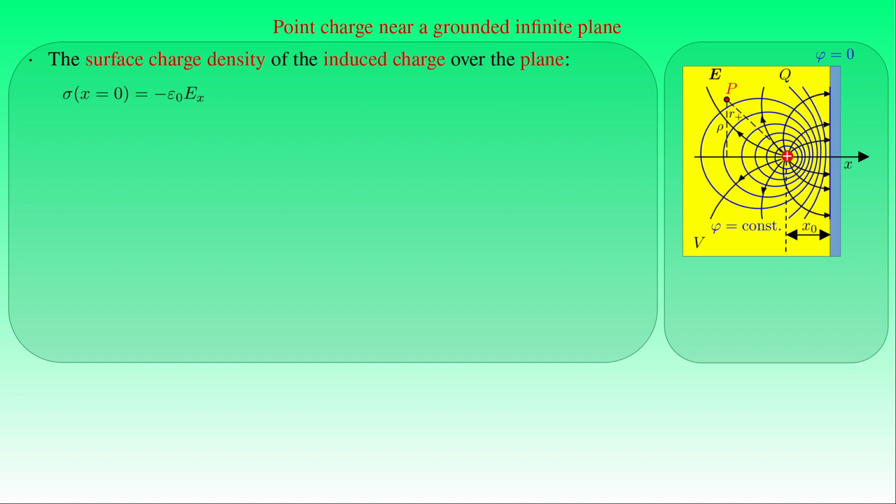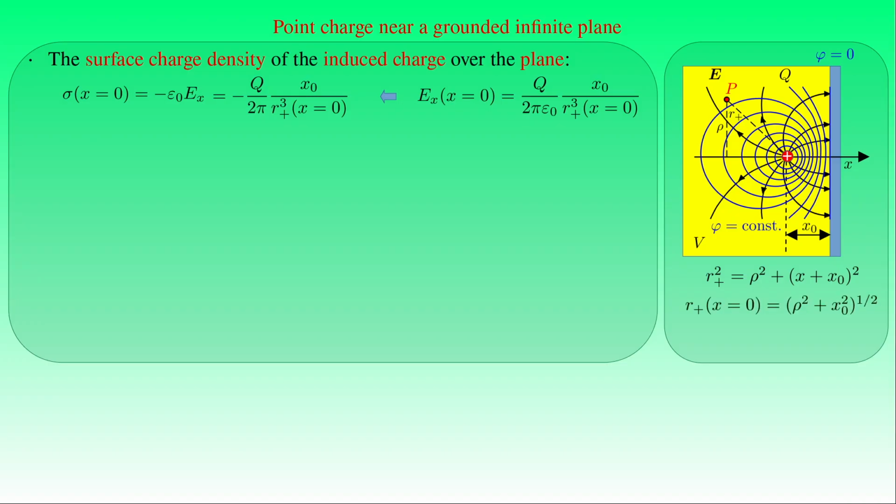If we determine the electric field E over the grounded plane, that is, for the vanishing x-coordinate, then its component pointing in the direction of the x-axis can be written as q over 2 pi times epsilon naught, times x naught over R sub plus cubed at x equals 0. By substituting this expression into the equation, we can evaluate R sub plus at x equals 0 in the denominator of the fraction. Since R sub plus squared is equal to rho squared plus the square of the sum of x and x naught, R sub plus at x equals 0 reduces to the square root of the sum of rho squared and x naught squared, and we obtain minus q over 2 pi, times x naught over the square of the distance rho plus x naught squared to the 3 over 2.